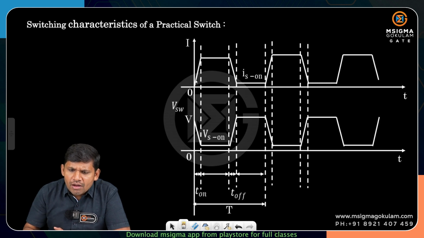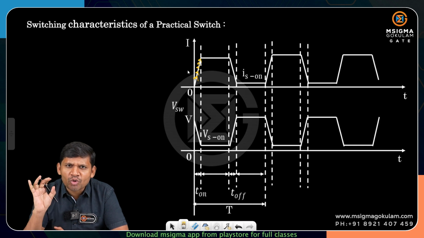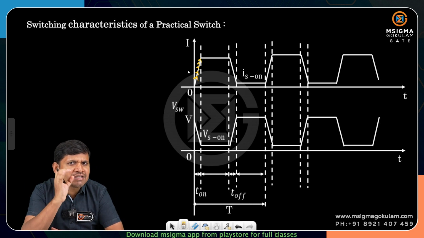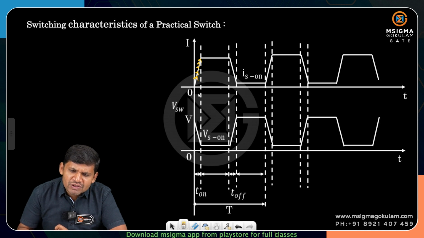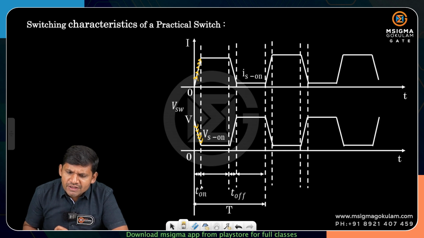Here, switching transition. This is the on state transition. On state transition means current is rising. I am not talking about supply. I am talking about the current through the switch and voltage across the switch. The current through the switch is rising. Voltage across the switch is falling. This transition is called on state transition.